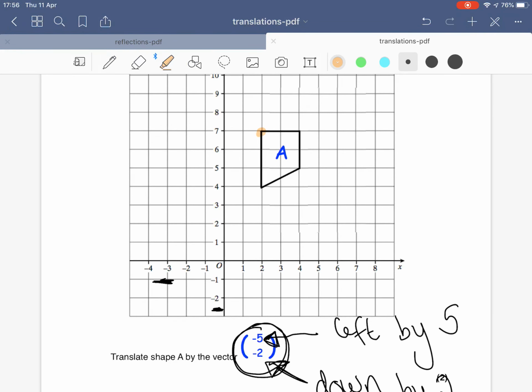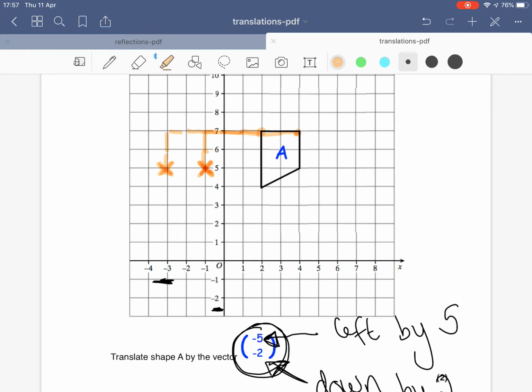So I'm going to start at the top. So I'm going to go left by 5. 1, 2, 3, 4, 5, down by 2, 1, 2. This is where that point is going to end. This one is going to go left by 5, down by 2, 1, 2, 3, 4, 5, 1, 2. So that point is going to be there.